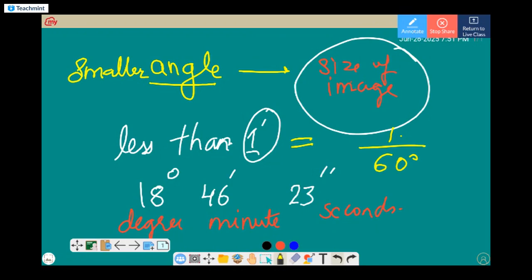And that is always going to be a convex lens. We need a convex lens. And this convex lens has a particular requirement. This convex lens has to be of a short focal length.